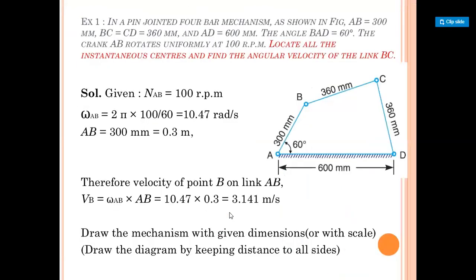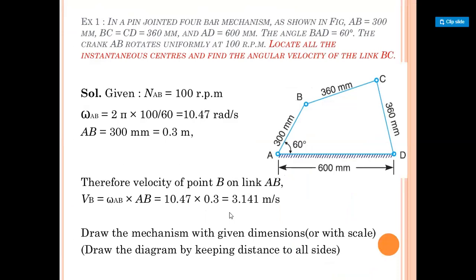Now, this is an example. In a pin joint 4-bar mechanism as shown in figure, AB is 300 mm, BC is equal to CD, 360 mm, and AD is 600 mm. The angle BAD is 60 degrees. The crank AB rotates uniformly at 100 rpm. Locate all the instantaneous centers and find the angular velocity of link BC.